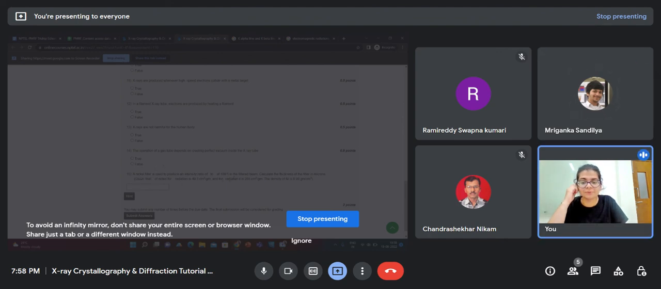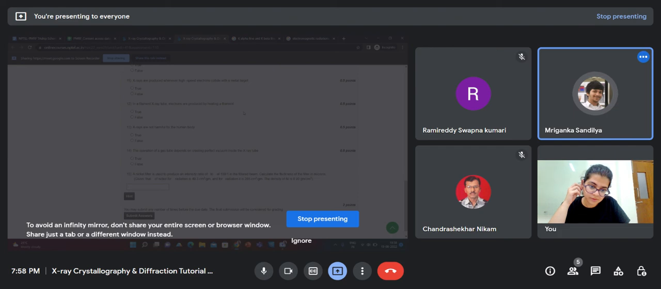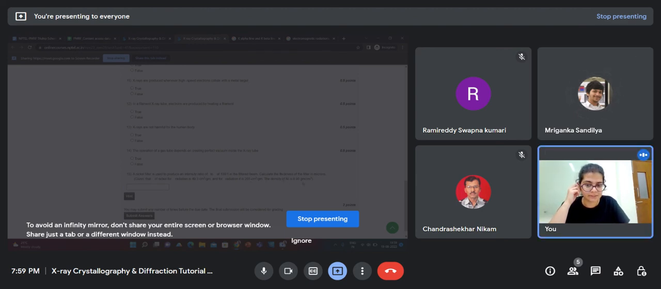So this is a numerical question, so you can do it. A nickel filter is used to produce a density ratio of copper K alpha to copper K beta of 100 by 1 in the filtered beam. Calculate the thickness of the filter in microns, given that mu by rho of nickel for copper K alpha radiation is 49.3 centimeter square per gram, and for copper K beta radiation it is 286 centimeter square per gram, and the density of nickel is given, right? So you can try this, okay?